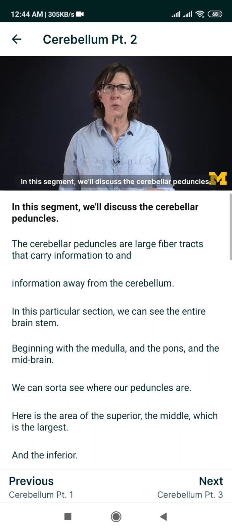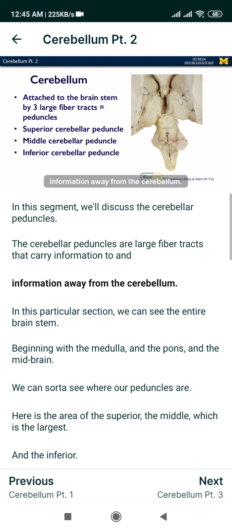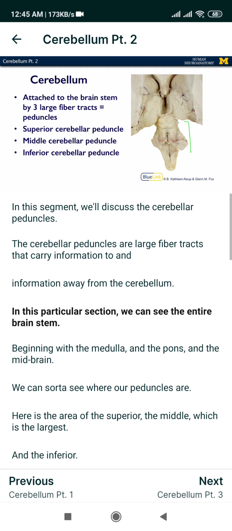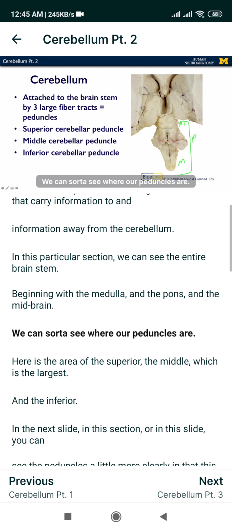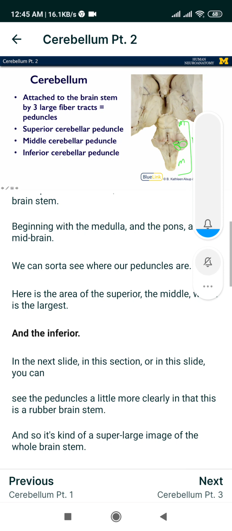In this segment, we'll discuss the cerebellar peduncles. The cerebellar peduncles are large fiber tracts that carry information to and information away from the cerebellum. In this particular section, we can see the entire brainstem, beginning with the medulla and the pons and the midbrain. We can sort of see where our peduncles are. Here is the area of the superior, the middle, which is the largest, and the inferior.